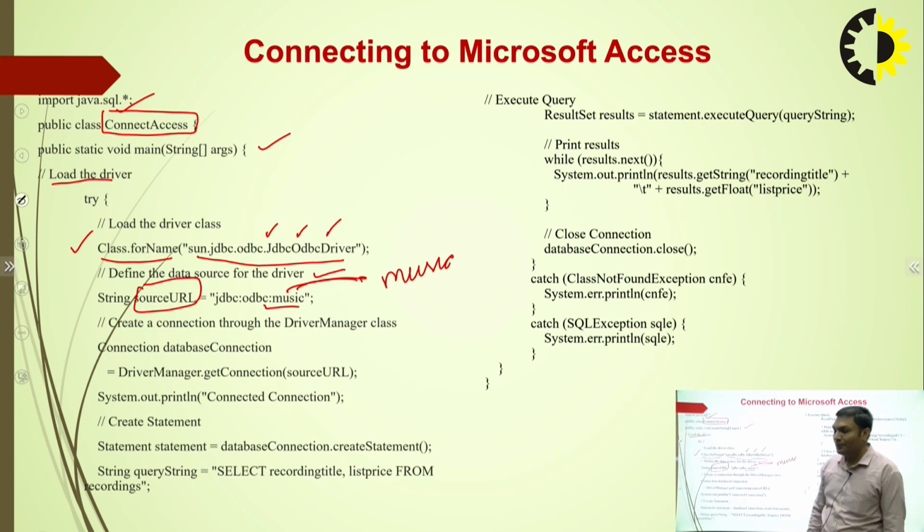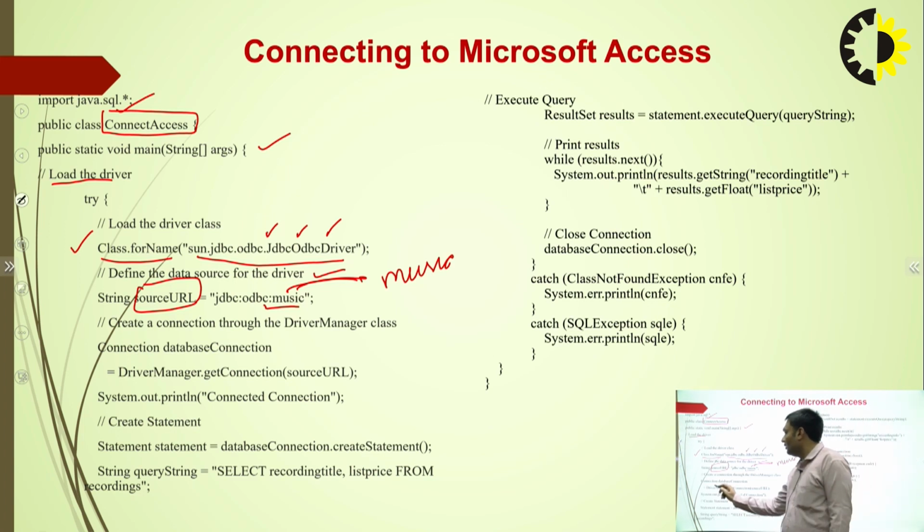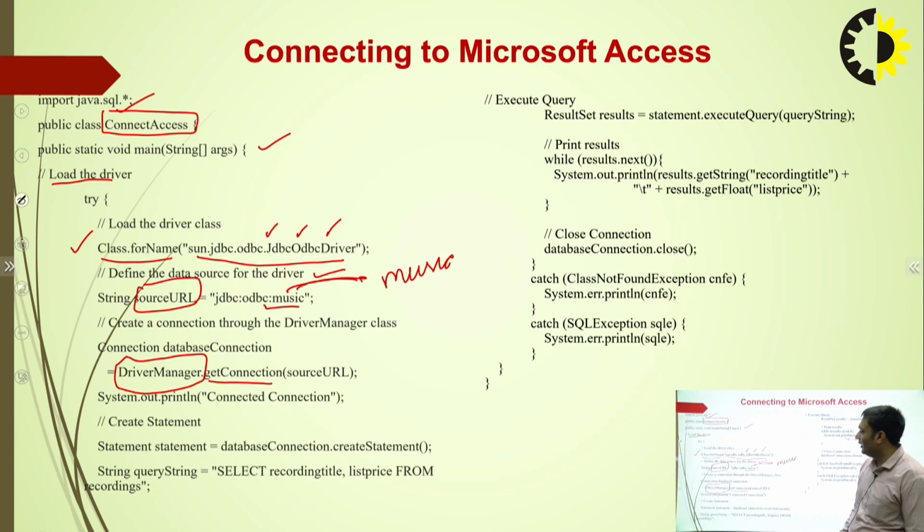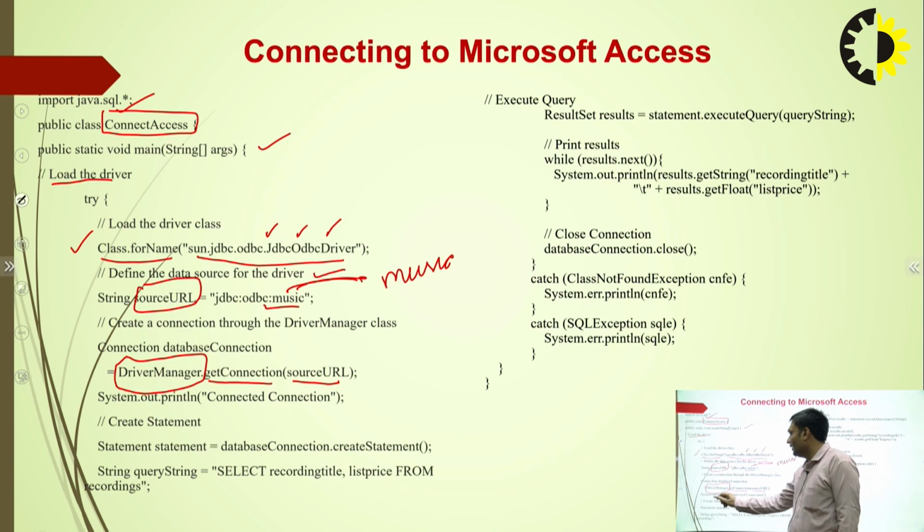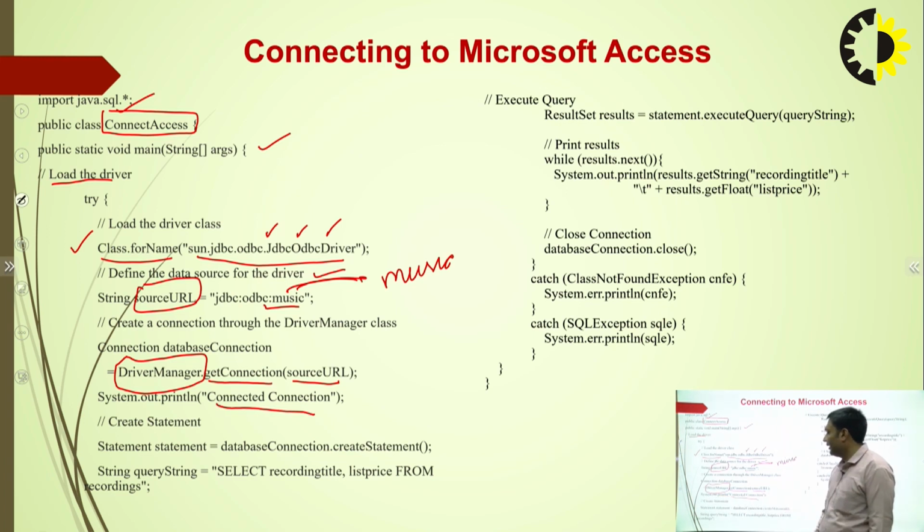Now the next step is to establish a connection to the database. I need to call the DriverManager class and its getConnection method, where I pass this source URL inside the method. If it is okay, then I can print with System.out.println "connected".